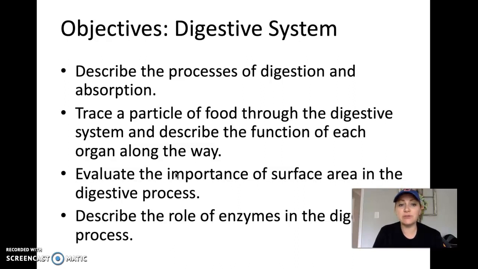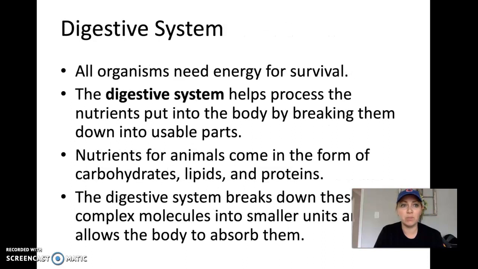Evaluate the importance of surface area in the digestive process. So how much of the surface of the food is exposed, as well as how much surface area is there in each of the organs that we're moving the food through, if that plays an important role in digesting and absorbing the food. And then describe the role of enzymes in the digestive process. There are going to be different ones along the way, and a lot of them that we actually won't name. We'll just group them together, like pancreatic juices. There are enzymes in there, but we won't name them all.